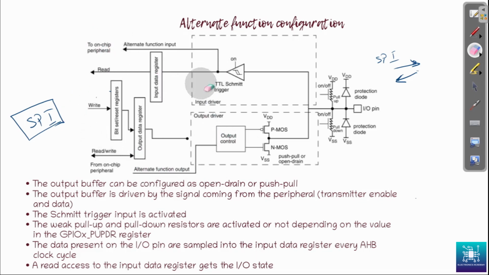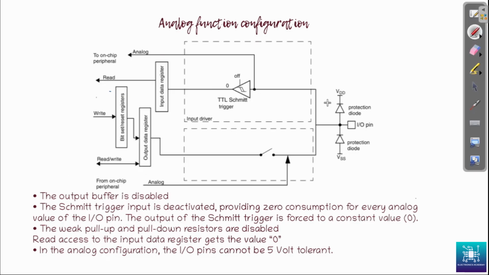We don't generally use the IO here. Here the output IO is anyway disconnected. Input IO we may or may not use. It's all on the alternate function. It's all being controlled from the alternate function block. Coming to the analog function configuration, the setup is a bit different.